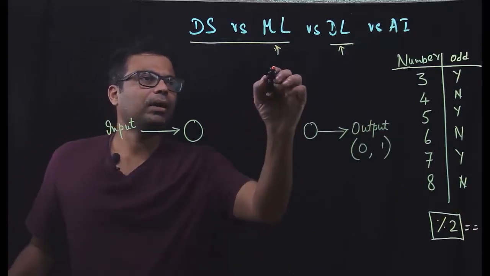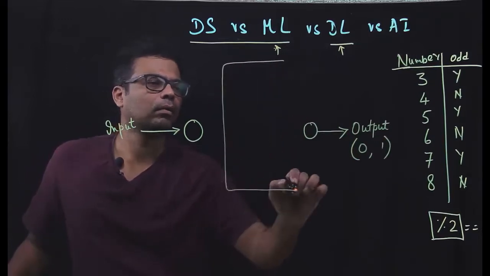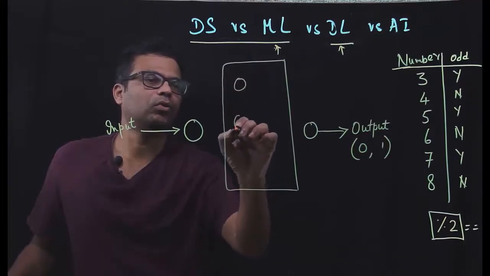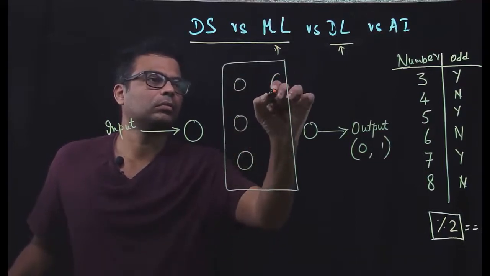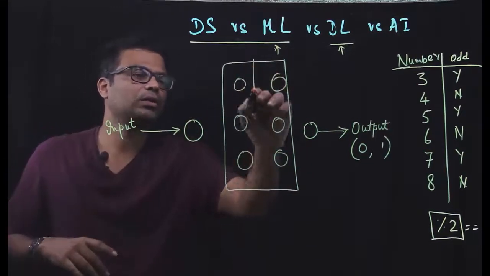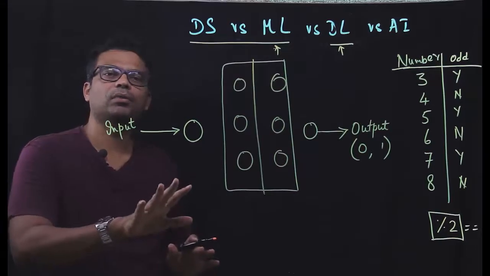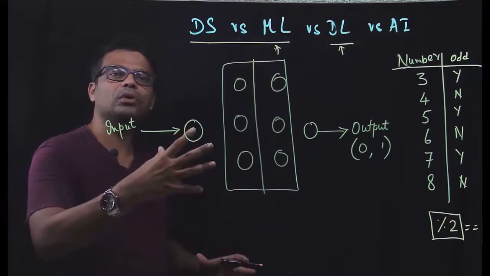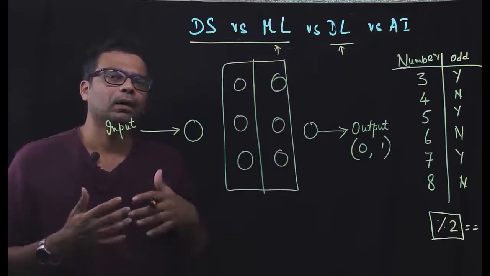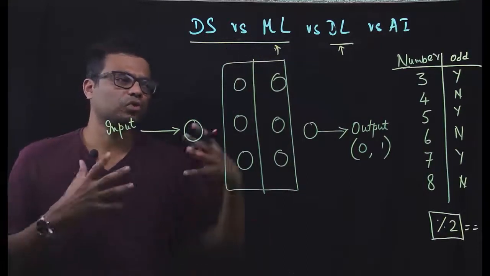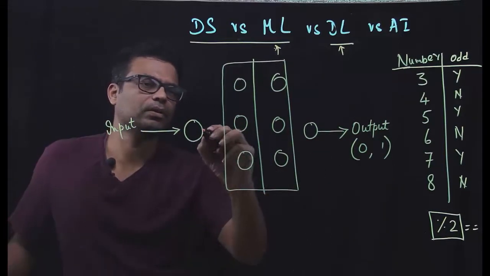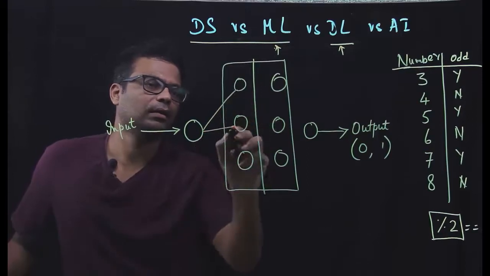In between, what we have is a hidden network, a network of nodes. Now I've drawn 6 nodes here in 2 layers. That's purely arbitrary. There could be n number of nodes, n number of layers, and that's not an exact science. People typically do trial and error to find out how many nodes work best for the corresponding problem. In this case, what happens is these nodes are connected.